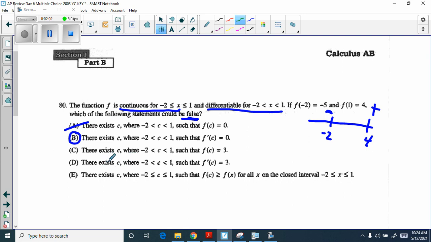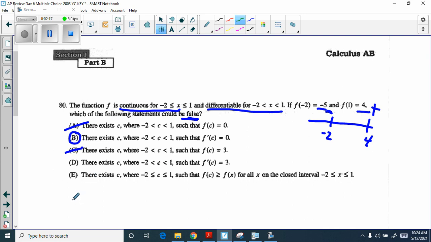Here there exists some C where f of c is equal to 3. Again, when we're at -5 to 4, 3 is in between there. So because of that intermediate value theorem, that does exist.